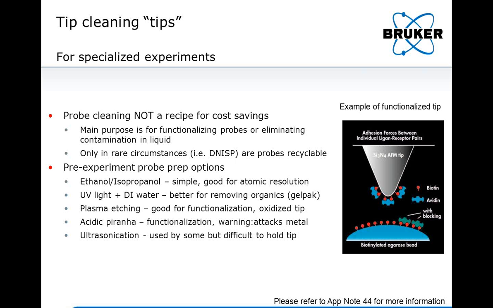Some examples of pre-experiment probe preparations would be ethanol and isopropanol, UV light plus some DI water for removing organic materials, plasma etching for functionalizing and oxidizing tips, acidic piranha for functionalizing probes, and ultrasonication. Again, with the ultrasonication, it's going to be very difficult to hold the probe.